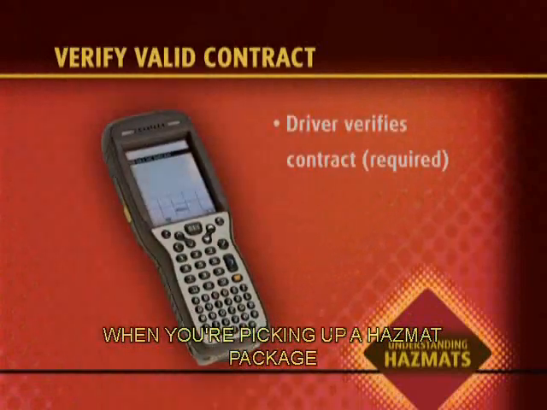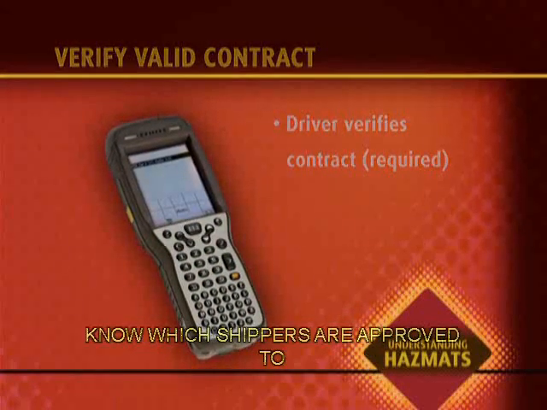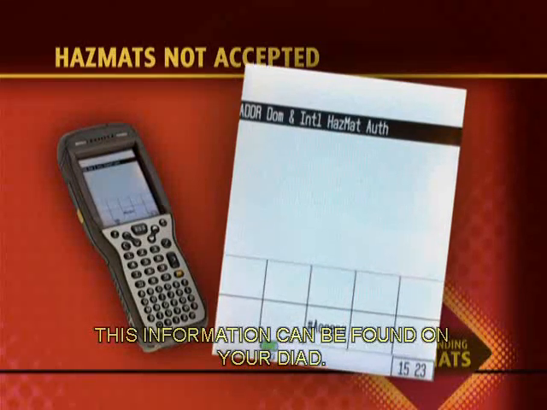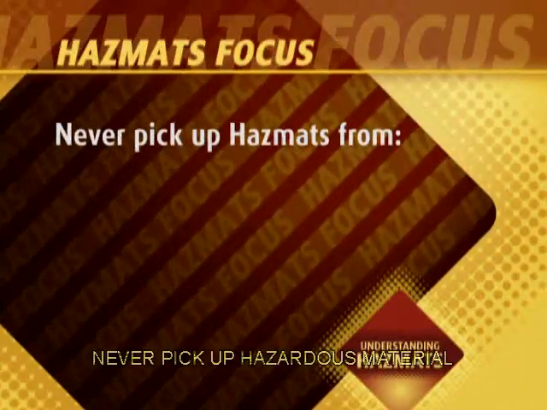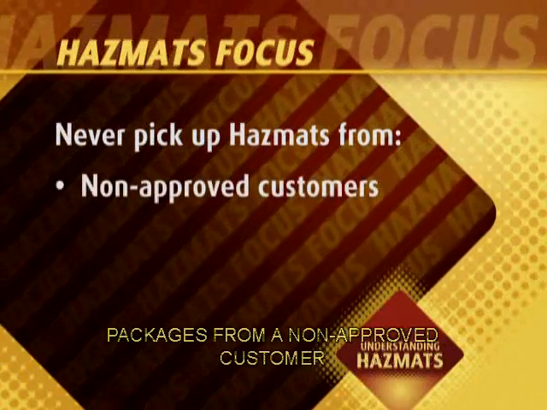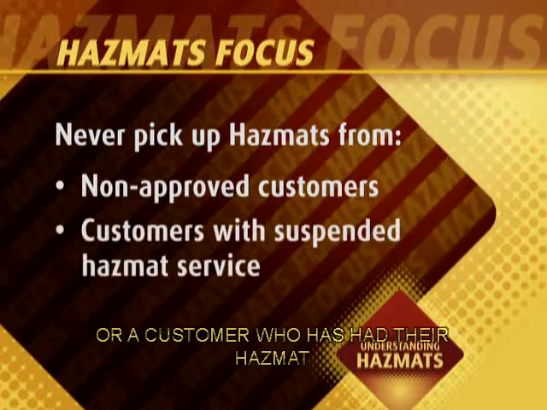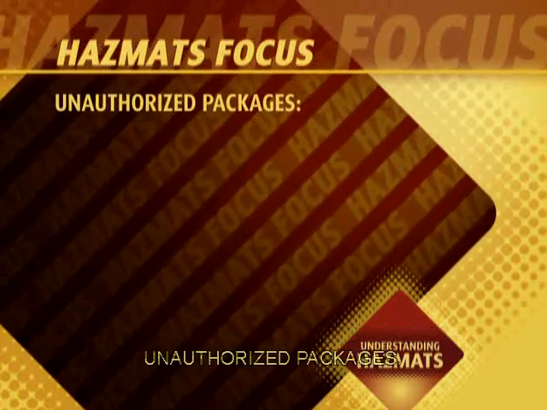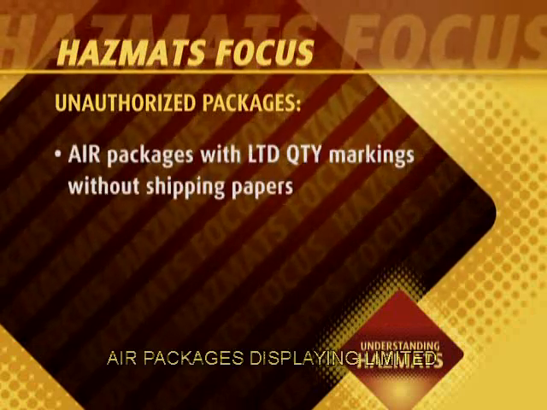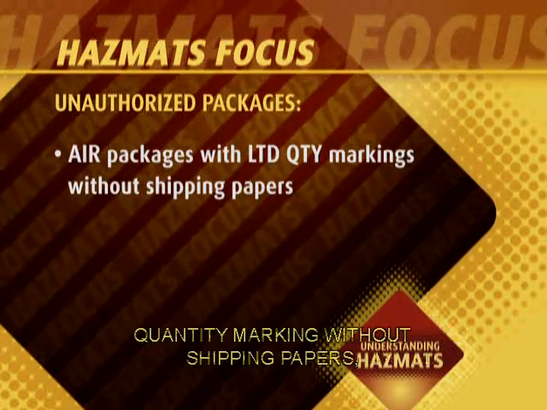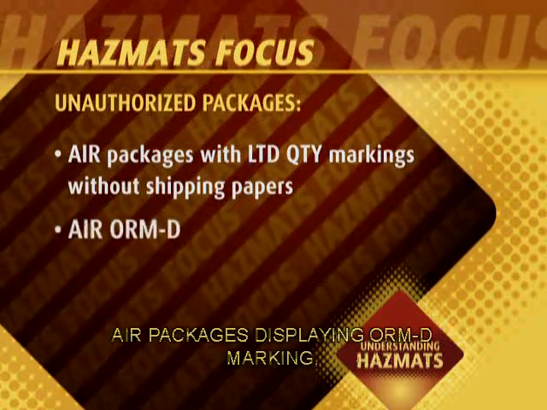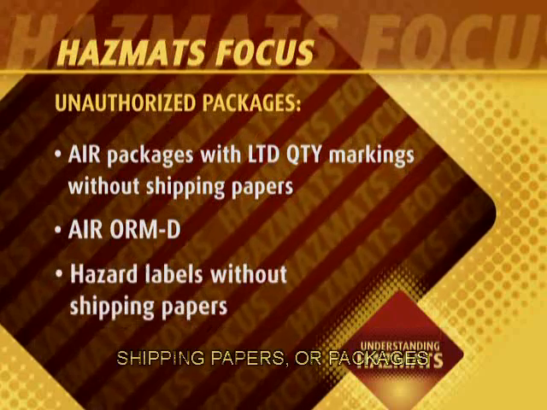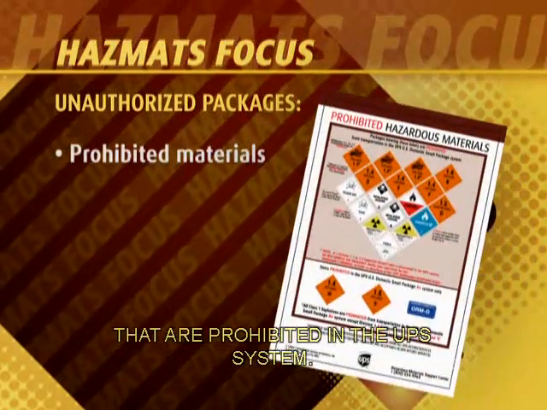When you're picking up a hazmat package, know which shippers are approved to ship hazardous material packages. This information can be found on your DIAD. Never pick up hazardous material packages from a non-approved customer or a customer who has had their hazmat service suspended. Make sure customers are not shipping unauthorized packages. For example, air packages displaying limited quantity markings without shipping papers, air packages displaying ORM-D marking, packages with hazard labels but no shipping papers, or packages that are prohibited in the UPS system.